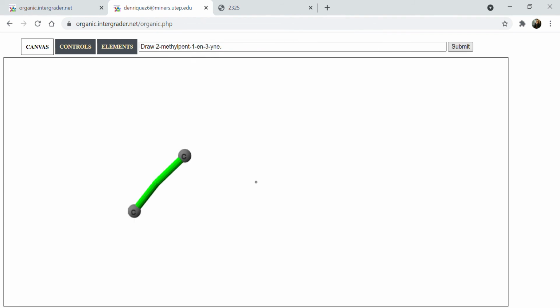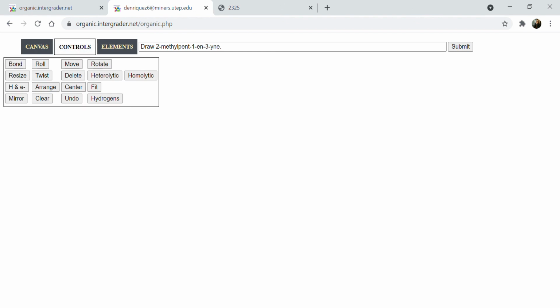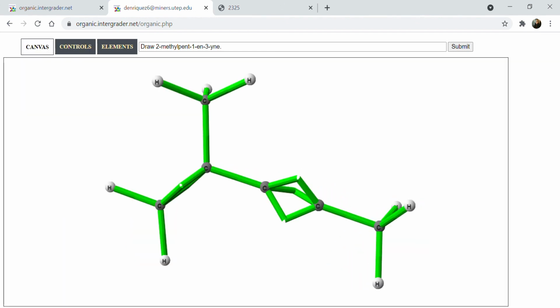Okay, last one, a drawing one. We'll draw the pentane, add a double bond to the 1 position, and then a triple bond going from 3 to 4, and then add a methyl at the 2 position, add your hydrogens and hit arrange and fit. So just to make sure I got my double bond at the 1, I got my methyl at the 2, and 1, 2, 3, and my triple bond at the 3. Okay, I believe that was it.